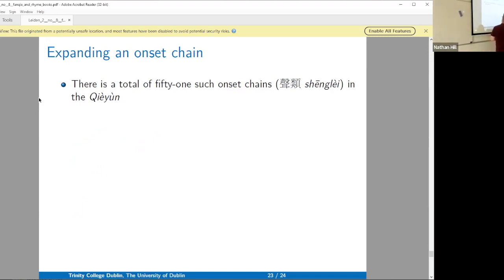All right. Now there are a total of 51 such onset chains in the book. And an onset chain we call a shengle. Now, do we think Middle Chinese had 51 distinct onset consonants? Well, you'll remember that the rhyme tables only distinguish 36 initials. Now, maybe early Middle Chinese had 51 initials, and maybe the number was radically reduced, or maybe it's a kind of philological artifice of this document that some Fanqie chains happen not to be linked. So how are we going to figure this out?